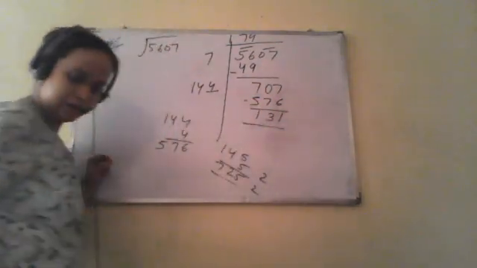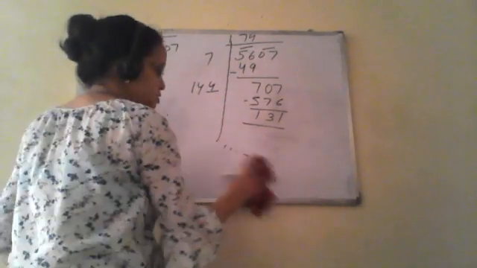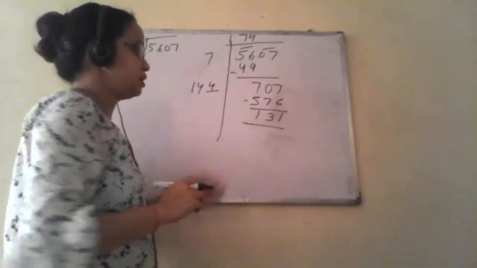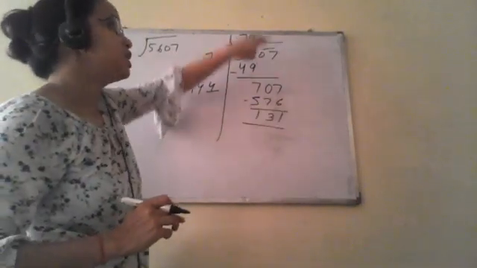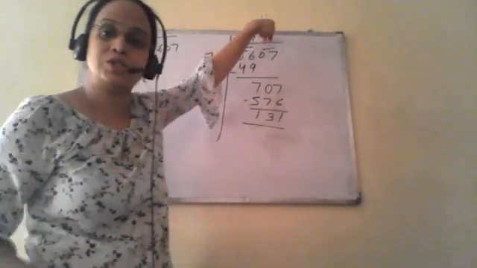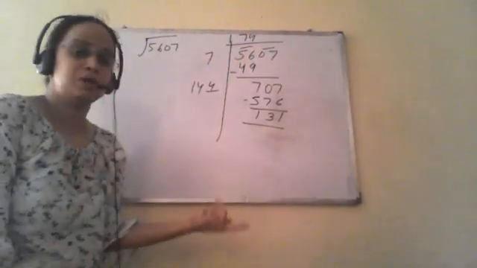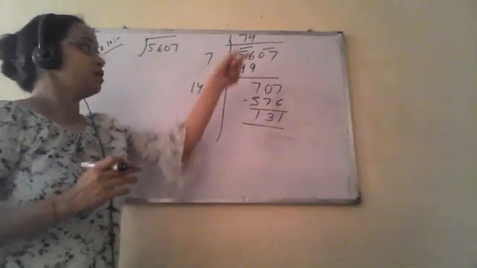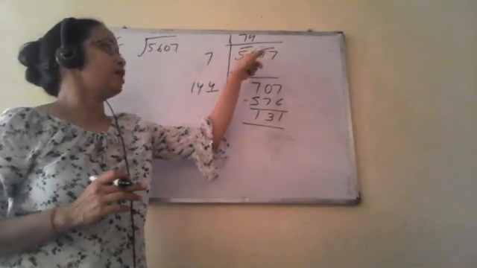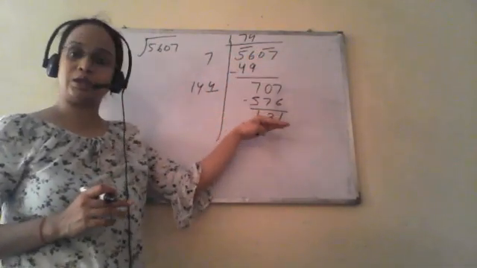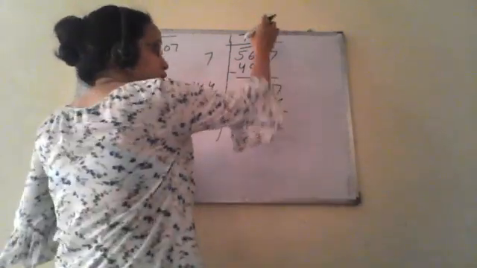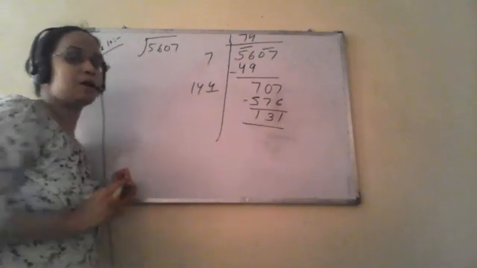So this 131 is a remainder. What does it mean? It means that if the remainder is 0, we consider that particular number which is obtained as a quotient to be the square root. And if we are getting this remainder, that means from this 5607, if we subtract this 131, we will get 0 definitely, and that number will become a perfect square.